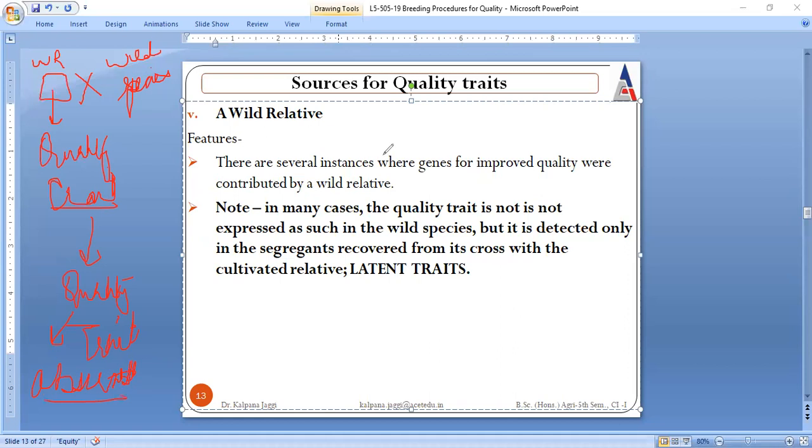This is about a source for quality trait, and here the source is the wild relative. Because the trait does not appear in the initial stages, but when it is allowed to cross, then in certain segregants it could be seen. So this is the reason it is said to be a latent trait, that means a trait which is observed in the later phases.